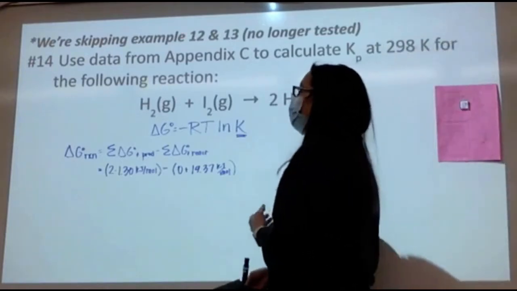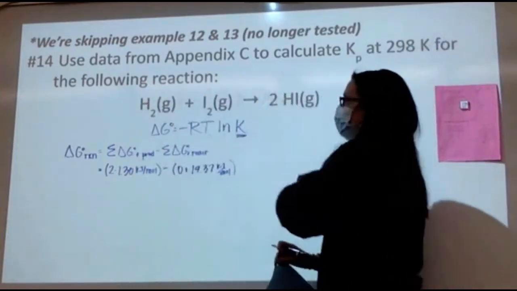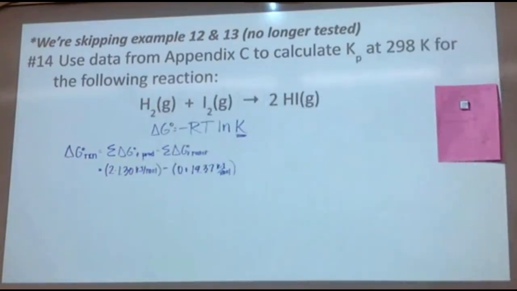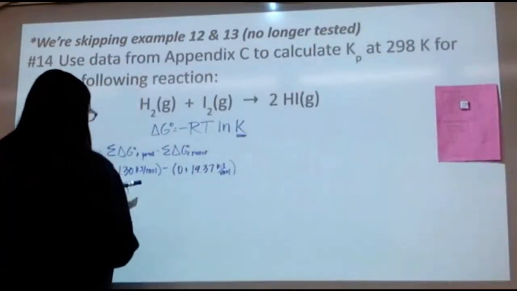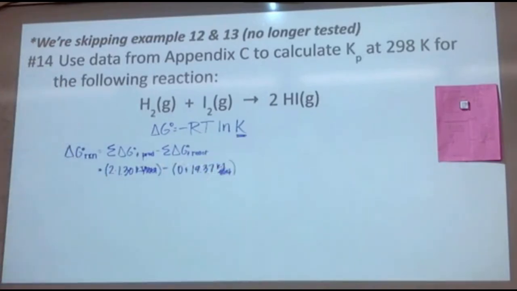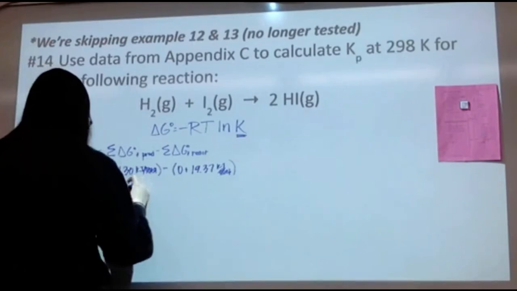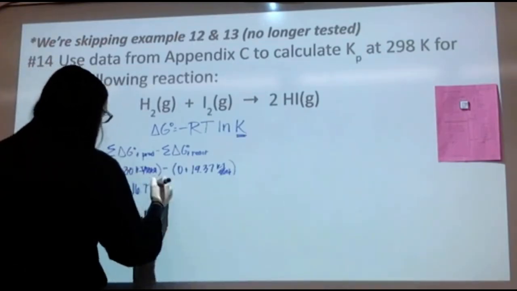Again, if this were a free response question, they would give you the free energy of formations, or at least of I2 and of HI. It might not give it to you for H2, because then you have to know that that's in its most stable form. By multiplying by the coefficients, that cancels out the per mole part of the unit. So 2.6 minus 19.37. The delta G of reaction, so the free energy of reaction, is negative 16.77.